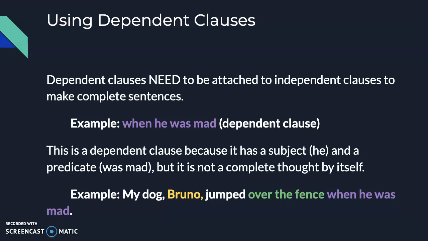For example, a dependent clause might be, when he was mad. Again, notice there's a subject, he, and a predicate, was mad, but it's not a complete thought all by itself. But if I add it on to my previous independent clause, I can make a complete thought. So at the bottom here, you can see my example. My dog, Bruno, jumped over the fence when he was mad. Now we've created one big sentence using both an independent and a dependent clause, and lots of phrases too.